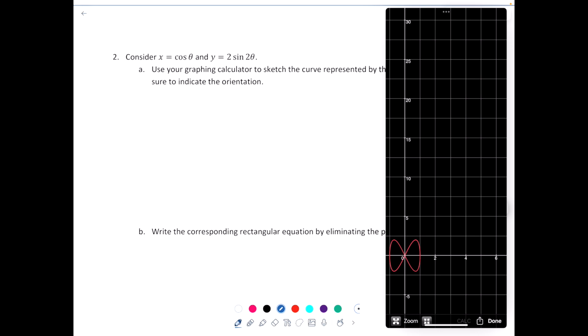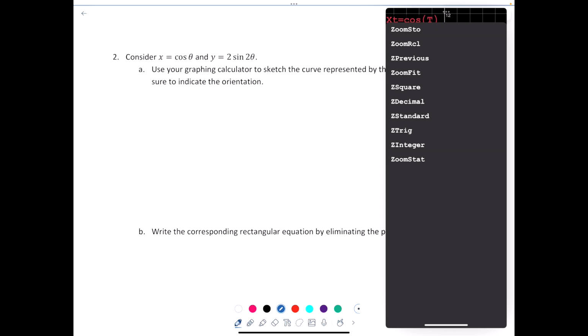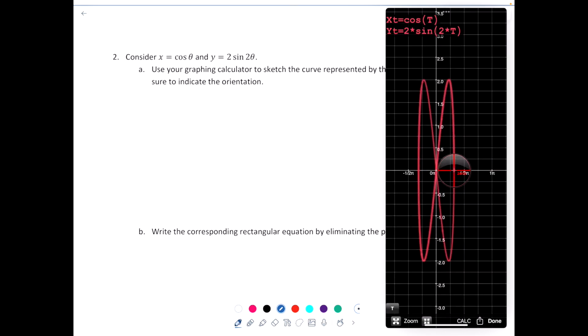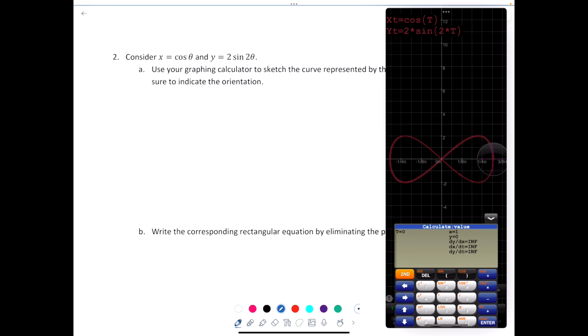I end up with this really cool graph, right? Let's look at our zoom. And let's look at zoom trig. Okay, so I put on the trace, and the trace is all the way over to the left here. And so if we look at calculate, we can see where we're at, and we're at t, or in our case theta is 0, and that's going to be the starting point of our graph, and we'll get an ordered pair of 0, 1.